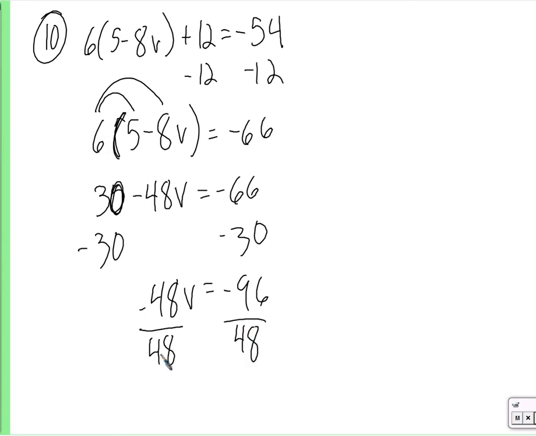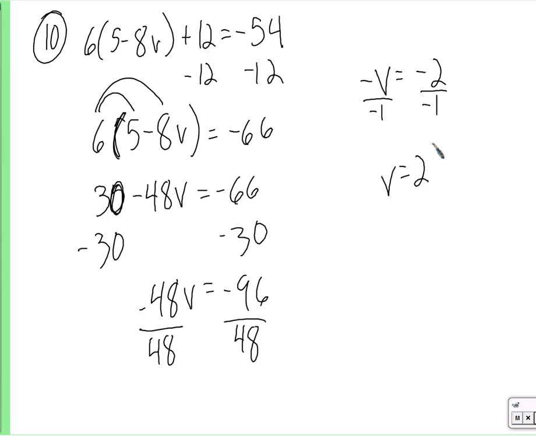What's negative 48 divided by 48? Negative one. It's negative one. Okay, it is negative one. So we got negative one times V equals, what's negative 96 divided by 48? Negative two. So negative V equals negative two. So V must be two divided by a negative one, or multiplied by a negative one here.